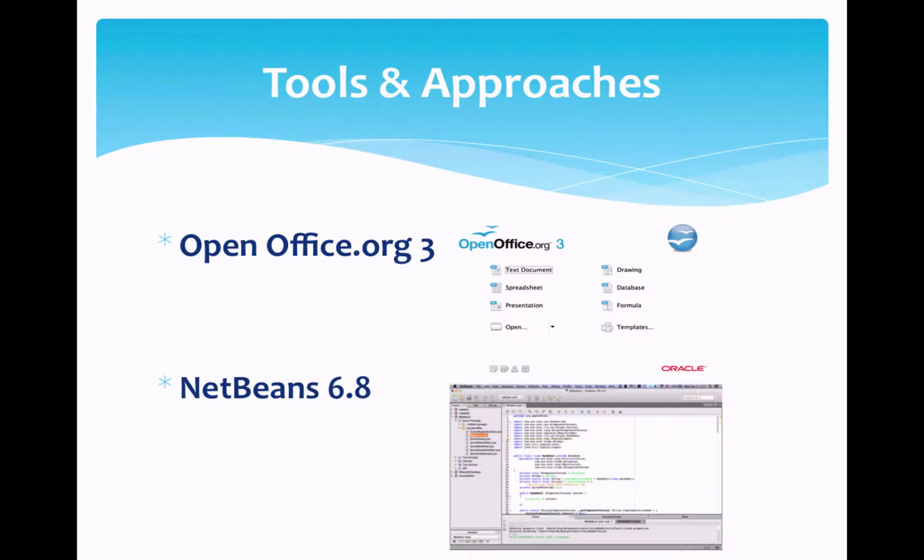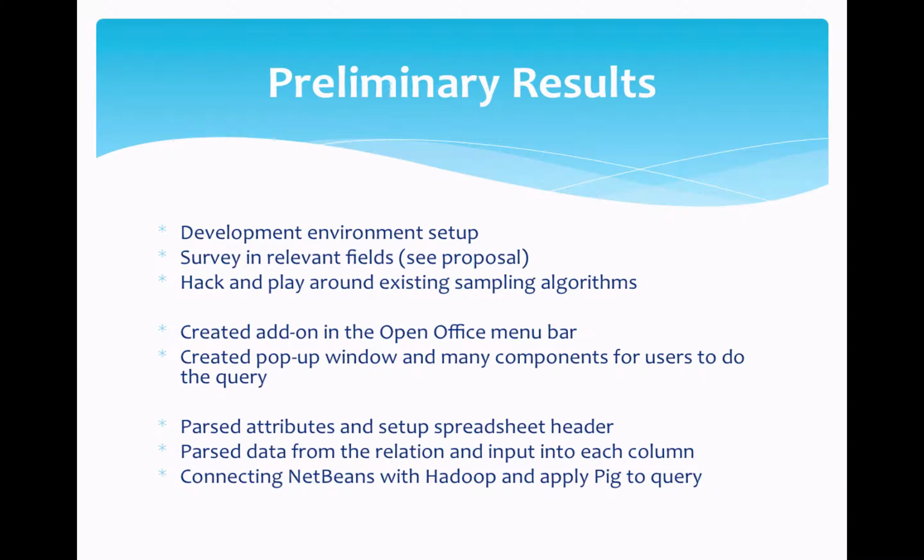Okay, here comes the tools and the approaches we're using. We're using OpenOffice and NetBeans. For what we've done right now, we've set up our environment and we've done a lot of survey in our relevant fields. You can also see the proposal. And also we hack and play around with existing sampling algorithms. And we create an add-on in the OpenOffice menu bar, and we create a pop-up window and many components for users to do the query.